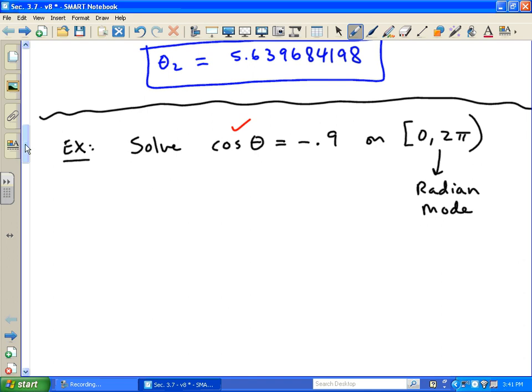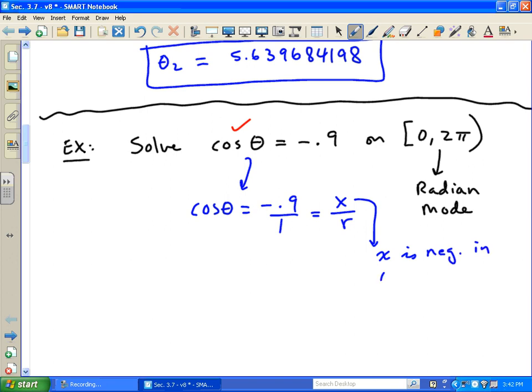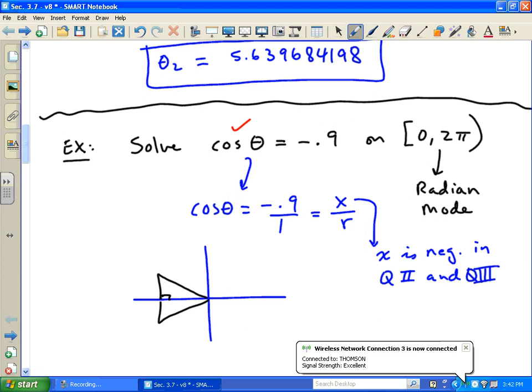Before we do anything, we need to draw a picture and we need to figure out which quadrants those triangles need to be in. So in this case, we have cosine of theta equals negative 0.9. We can put that over 1. We know the ratio is x over r. X is negative in quadrants 2 and 3. So we know those are the quadrants that our triangles need to lie in. So we know we have a triangle in quadrant 2, and we know we have a triangle in quadrant 3.